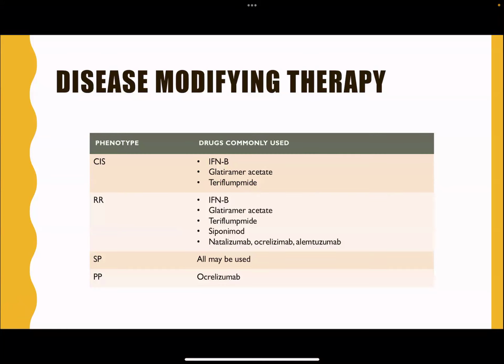Okay, so for the disease-modifying therapy, you have different drugs that can be used for different phenotypes. For example, in the clinically isolated syndrome, we can use interferon beta and glatiramer acetate, as well as teriflunomide. In the relapsing remitting, we can use all of these in addition to siponimod and the monoclonal antibodies, natalizumab, ocrelizumab, and alemtuzumab. In the secondary progressive, we can use all of them. Primary progressive, it's preferred to use ocrelizumab.